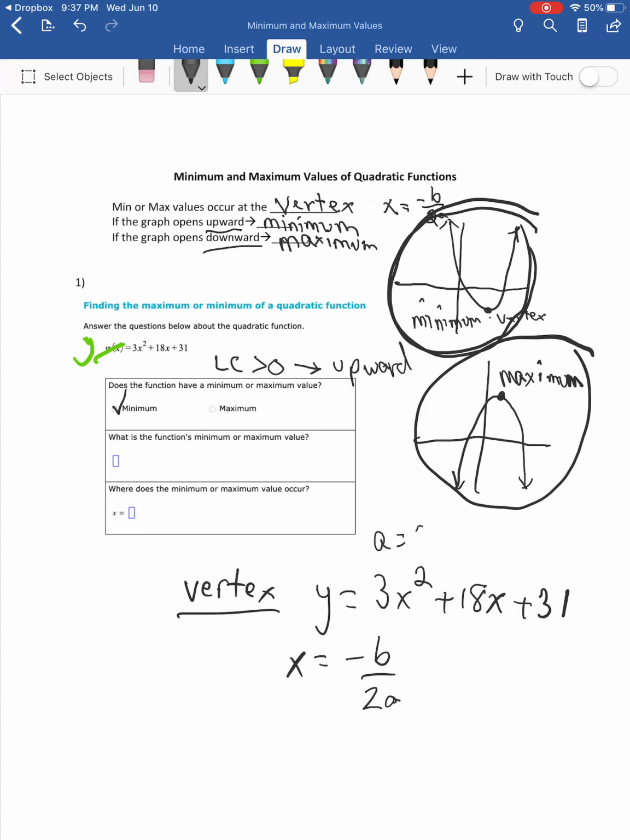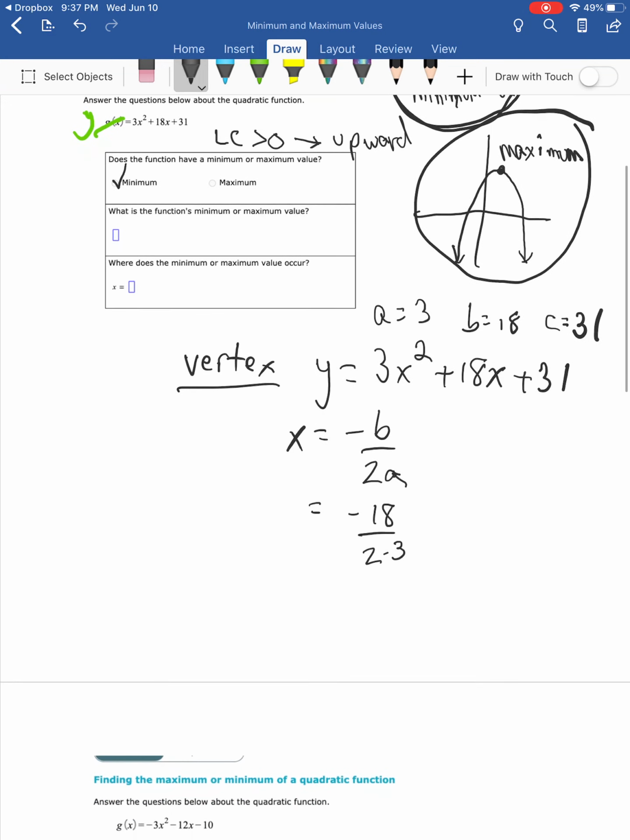So we know a is 3, b is 18, and c, even though we're not going to need it, is 31. So substituting, that's going to be negative 18 over 2 times 3. So that's negative 18 over 6, which is negative 3. Okay? That's the x value of our vertex. Now we need the y value. To get the y value, we're going to substitute in here.